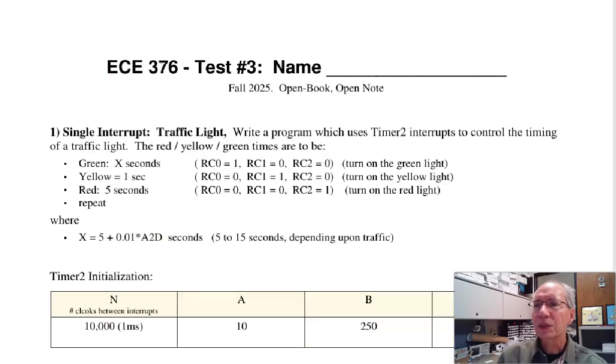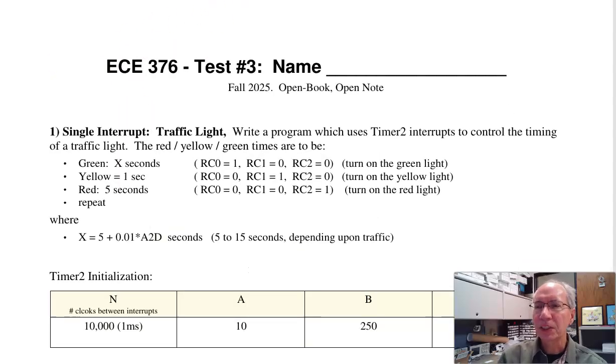Here are solutions to test number 3 for ECE 376. This test looks at interrupts. Now, the first problem is write a program using a PIC processor to drive a stoplight. The green light time is based upon the A to D input, it's X seconds. Yellow is on for 1 second, red is on for 5 seconds.